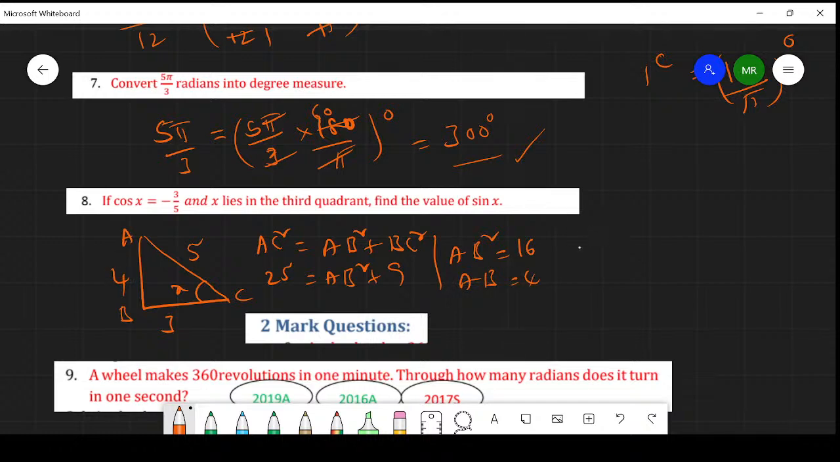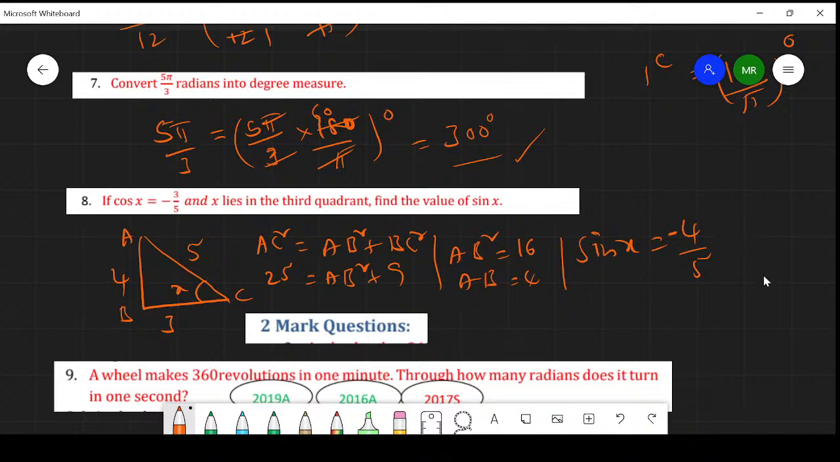I want sin x now. Sin x is opposite side by hypotenuse, AB by AC, which gives 4 by 5. But in the third quadrant it will be minus 4 by 5. Sin x is equal to minus 4 by 5. You should verify which quadrant they are giving, and according to that, write the symbol plus or minus.